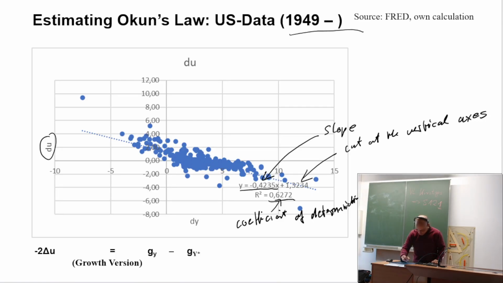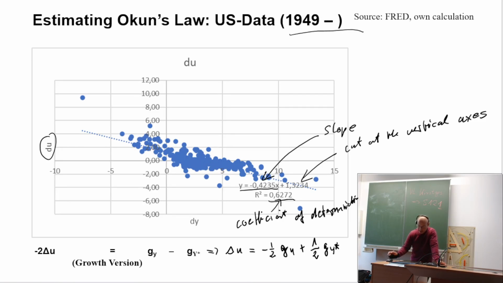if we rewrite this model, then we obtain dU is minus 1/2 plus minus 1/2 gY plus one half times gY star.